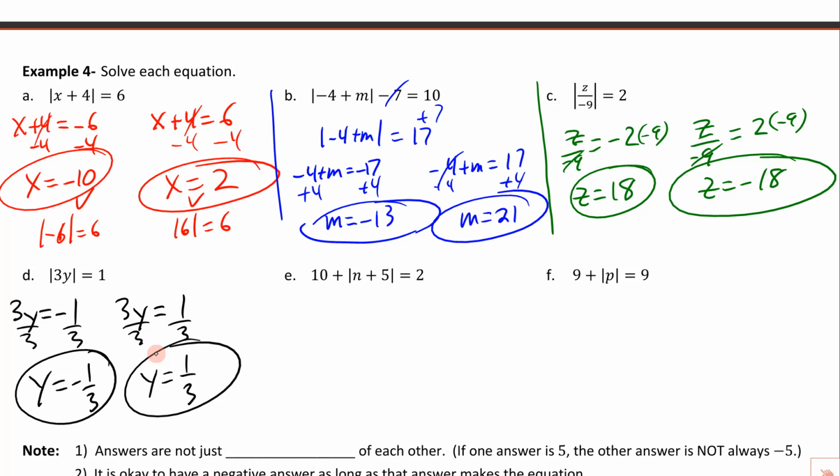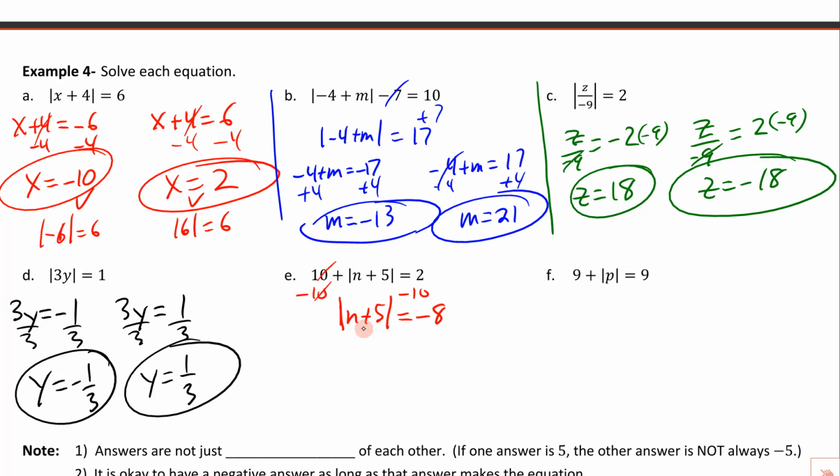So we really want to rely on that method to solve these. So it's isolate the absolute value and then break it into the two cases. So let's take a look at this next one here. We're going to isolate this absolute value expression, so we're going to subtract 10. Those are going to go away. I get absolute value of n plus 5. Let's make that a little bit longer to make it look better, equals -8.